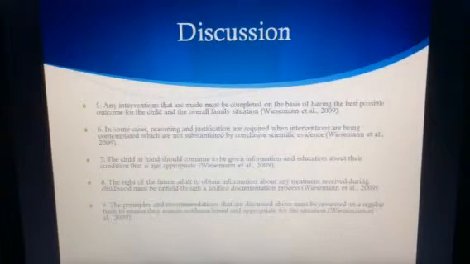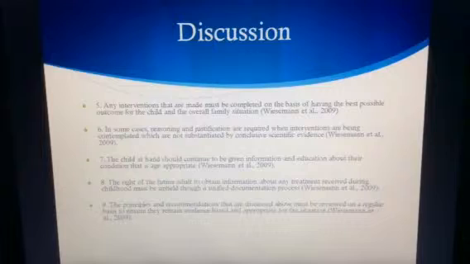Point 6. In some cases, reasoning and justification are required when interventions are being contemplated which are not substantiated by conclusive scientific evidence. Point 7. The child at hand should continue to be given information and education about their condition that is age appropriate throughout the years. Point 8. The right of the future adult to obtain information about the treatment received during childhood must be upheld through a unified documentation process.